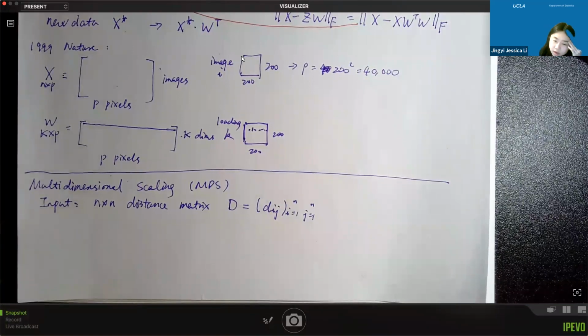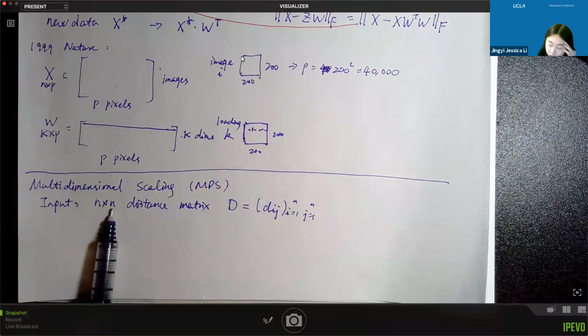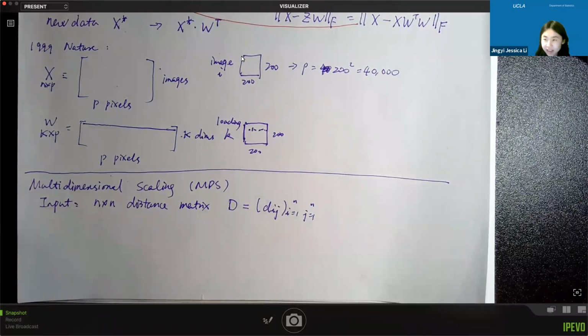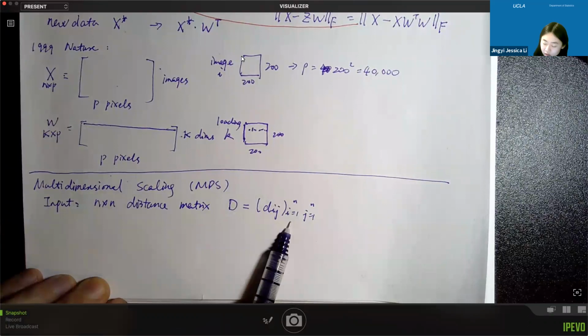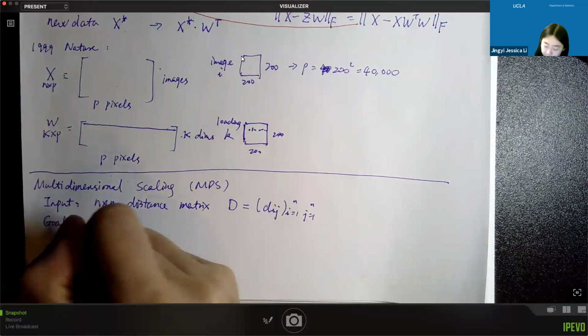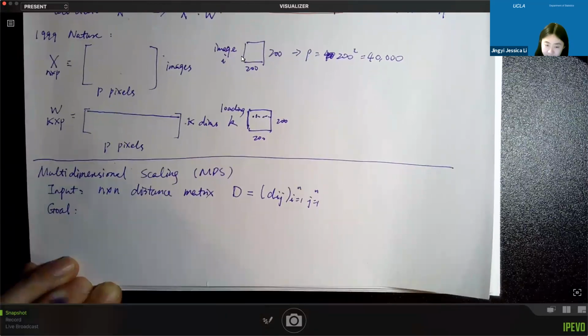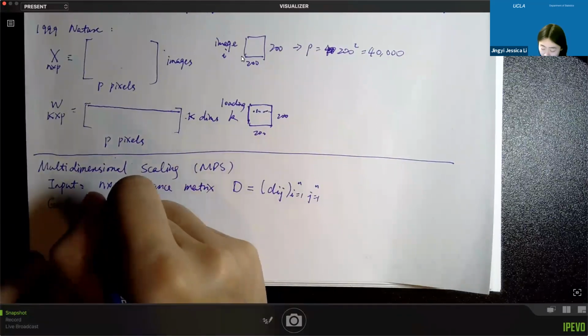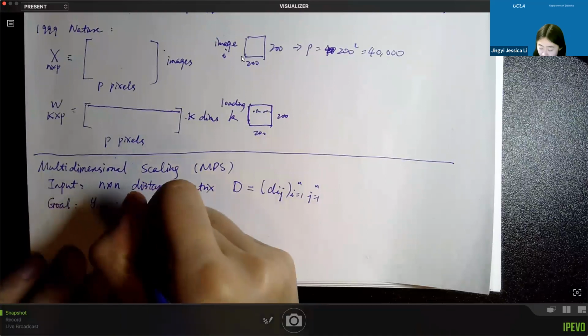So which means that when you do the embedding of n data points, you may not have access to its original feature vector, that is x1 to xn. You don't have that. You lose the raw data, but you have the distance matrix to start with. So the goal is to find some embedding in a low dimension, so y1 to yn.